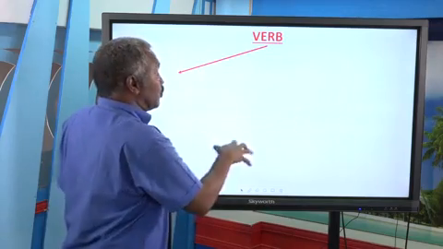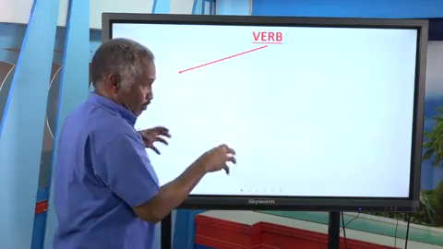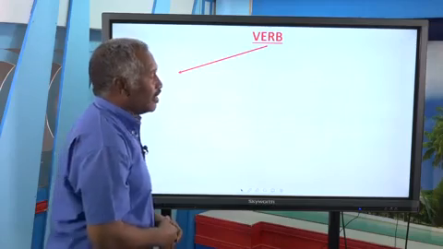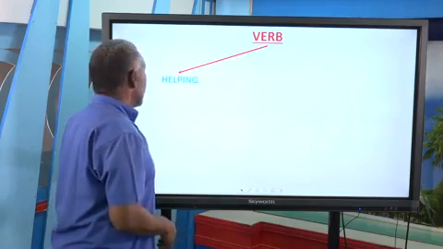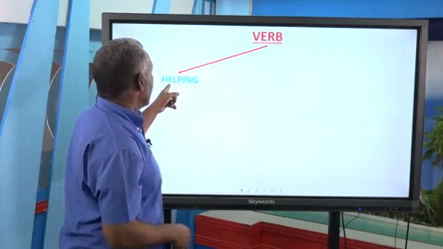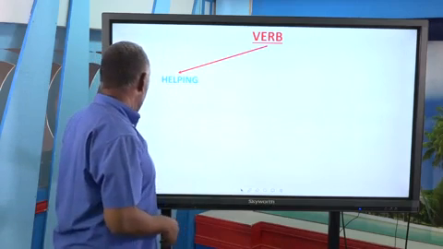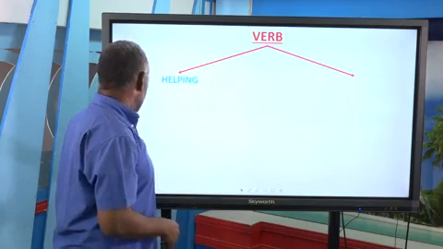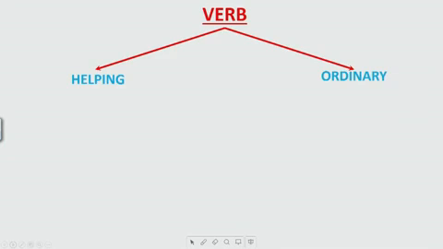Okay, now the verb. We say that a clause depends on two important things: the subject and the verb. We know the subject again, and we divided the subject. Now let us go to the verb. We have helping verbs and ordinary verbs. The verb can be divided into two: helping verb and ordinary verb.